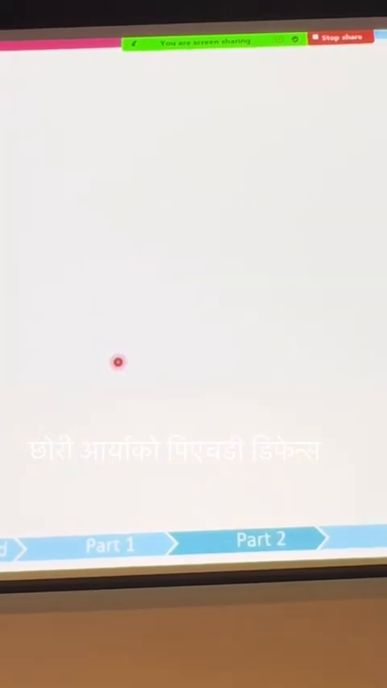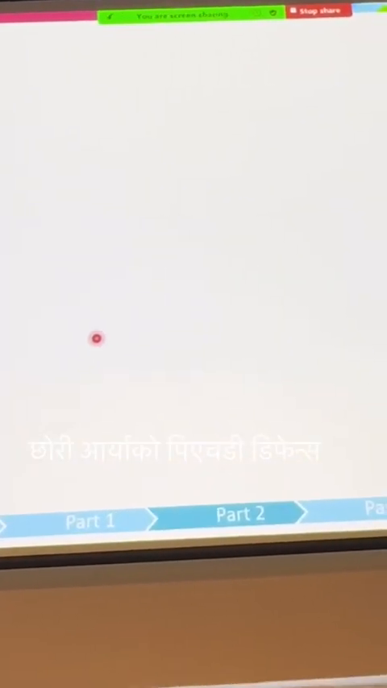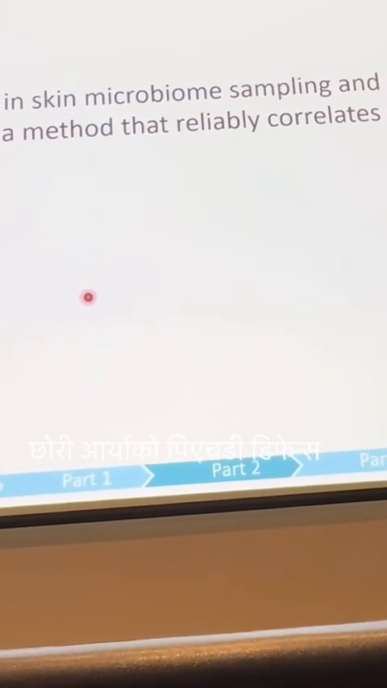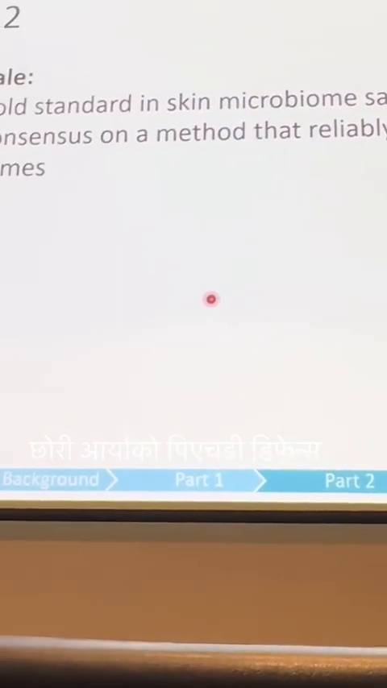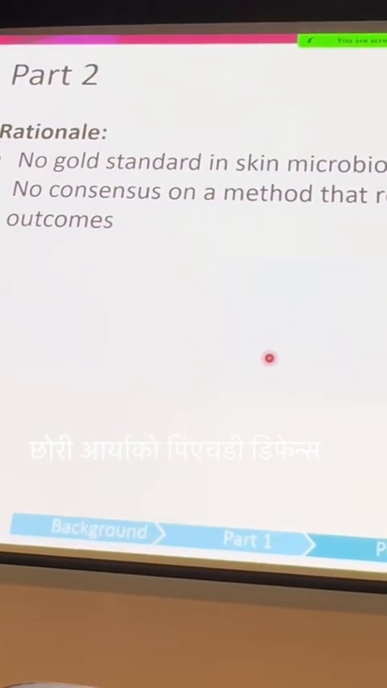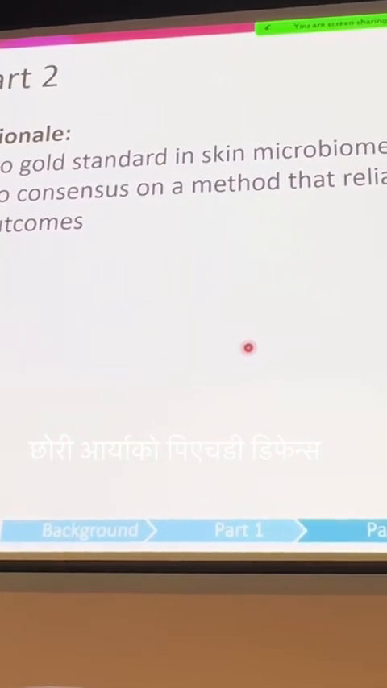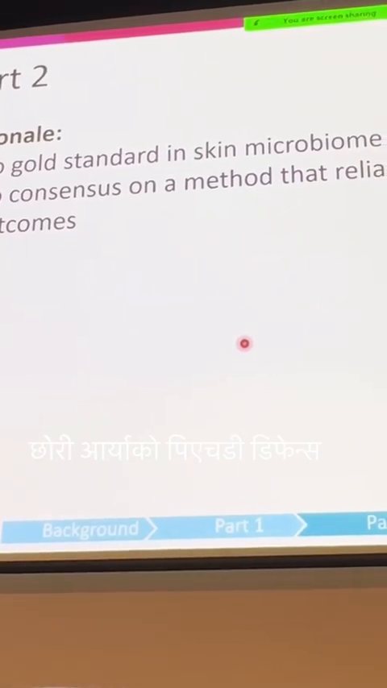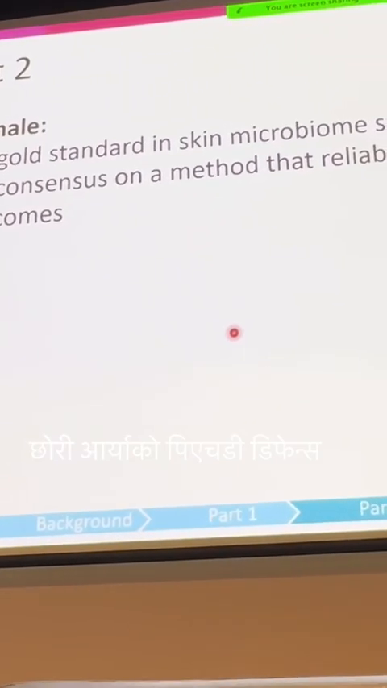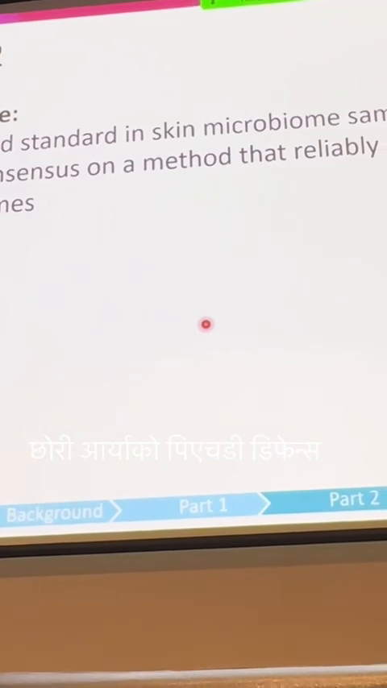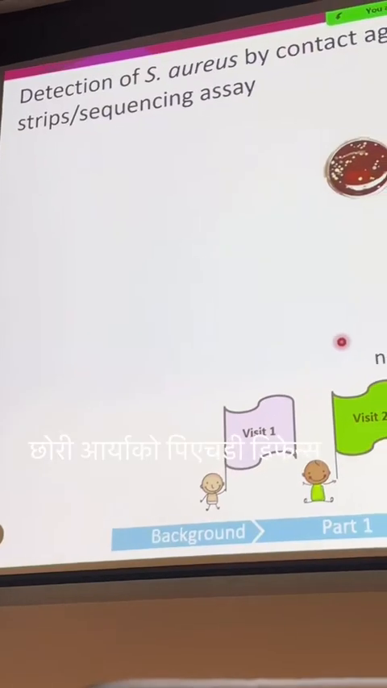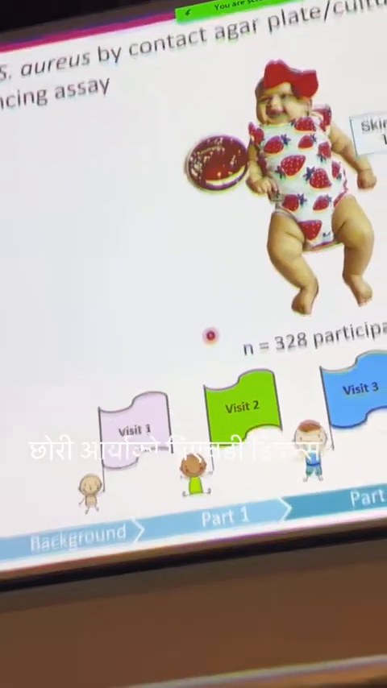So in part one, we looked at Staph aureus colonization using contact plates, but like I had mentioned before, we also utilized skin tape strips to detect Staph aureus in MPAACH. So in part two, we wanted to address the following gaps as rationale for our studies. So currently, there's no gold standard in skin microbiome sampling and analysis, leading to variability in microbial detection and interpretation. And there's also no consensus on a method that reliably correlates detection at each visit for 328 participants.